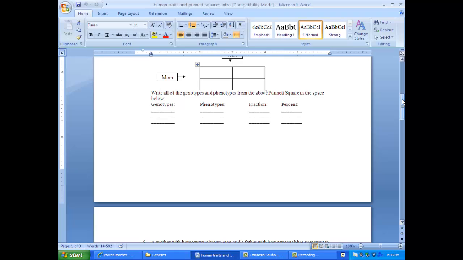So this was just taking your Punnett square and filling in the genotypes. Someone had asked me last class, why are there only 3 lines? Well, because there are only 3 different possibilities.